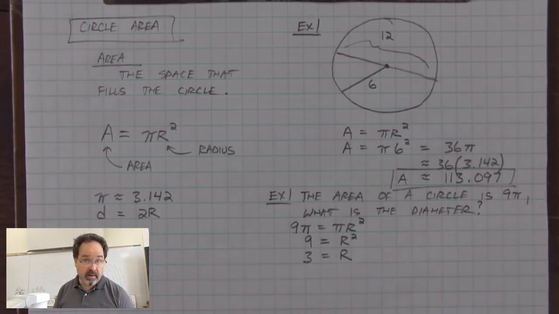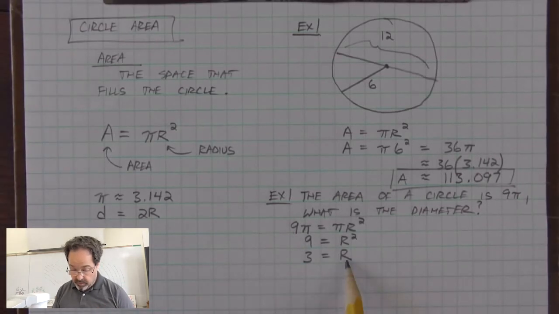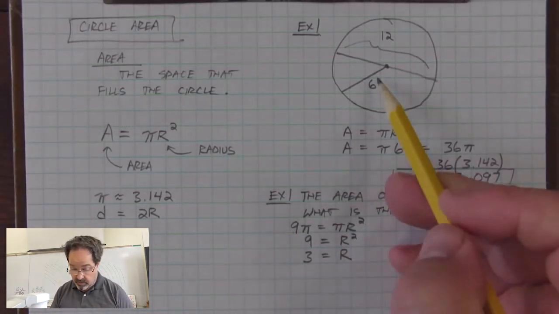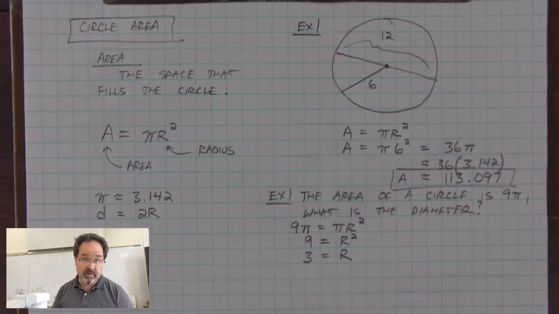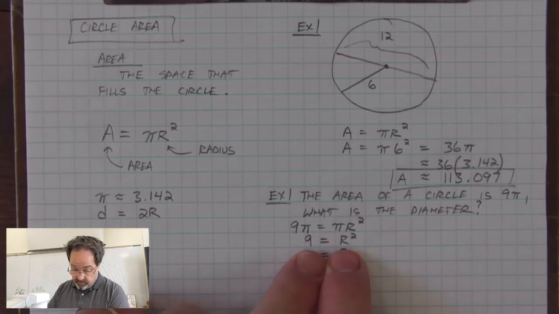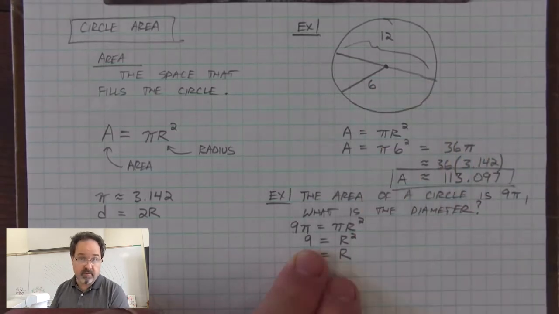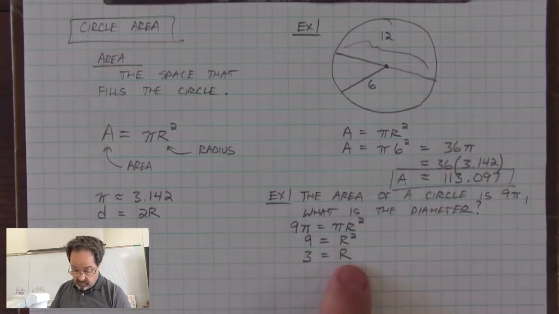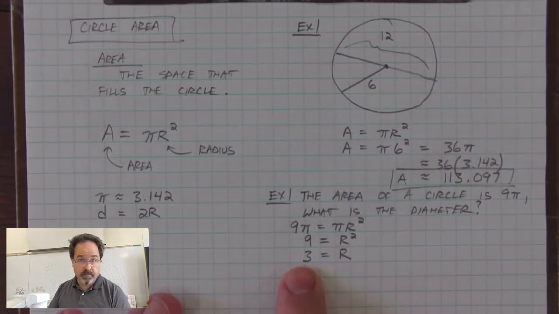I also get negative 3, but I'm going to ignore the result of a radius being negative because a radius is a distance in a circle and distances must be positive. Again, in solving for r, I get both negative 3 and 3. But I can ignore the result of r being negative 3 because the radius is a distance and a distance has to be positive. In this case, the radius is positive 3.